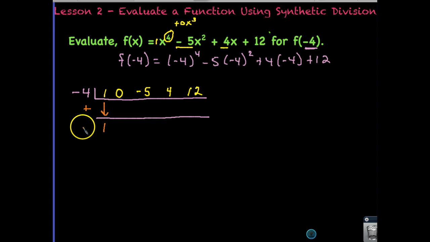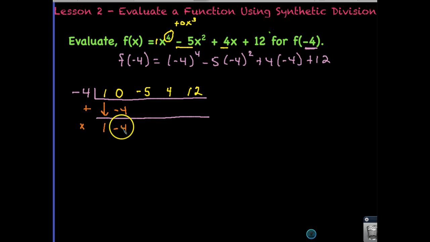Then we multiply. So with this row here, we multiply it always times this negative 4. So 1 times negative 4 is negative 4. And we put it up here. So all of our multiplication then goes into this middle row, and then we add down. So I did the first step, and now we'll just repeat that step over and over again. So I'm going to add down. 0 plus negative 4 is negative 4.